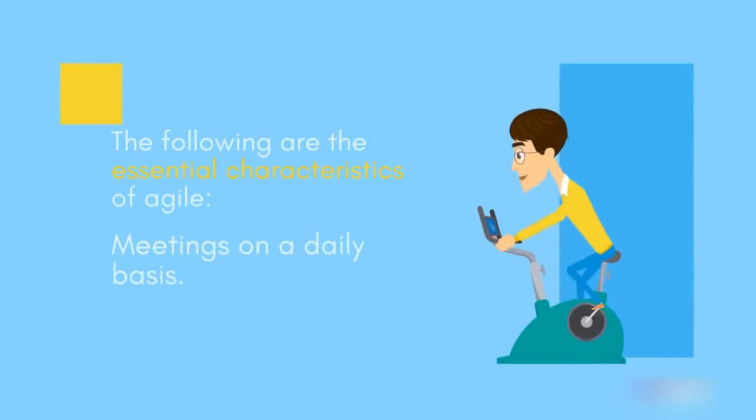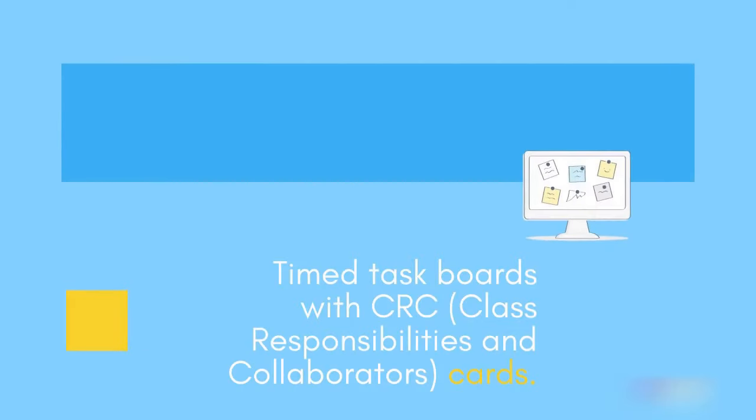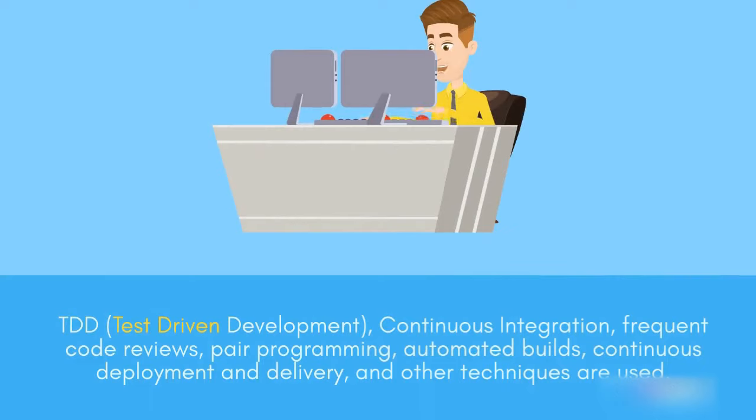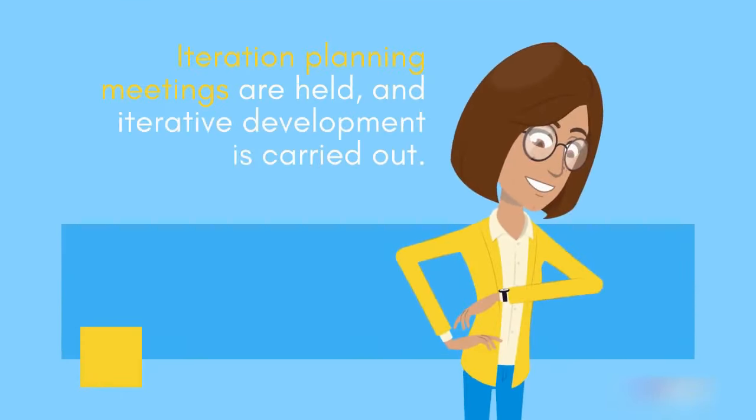The following are the essential characteristics of Agile. Meetings on a daily basis. Time task boards with CRC (class, responsibilities, and collaborators) cards. TDD (test-driven development), continuous integration, frequent code reviews, pair programming, automated builds, continuous deployment and delivery, and other techniques are used. Iteration planning meetings are held, and iterative development is carried out.